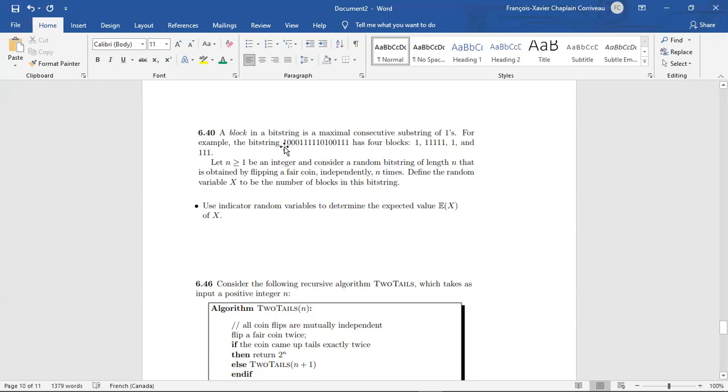So here we're counting blocks. A block is a maximal connected substring of ones in my sequence. So here we have 4 blocks. The problem tells us to use indicator variables to count the number of blocks in a fixed sequence of length n.